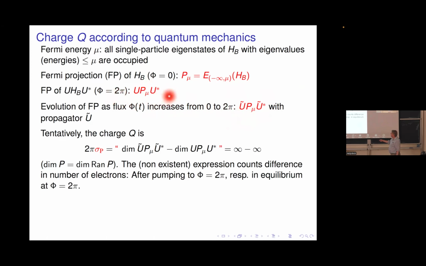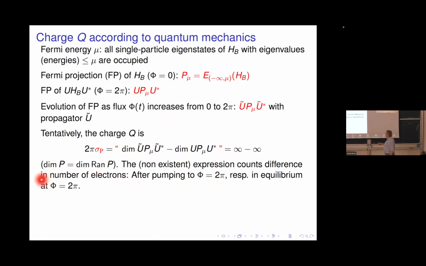But this offers the possibility of coming up with a definition, and the tentative charge is how much charge there is in our final state after pumping up the flux by 2 pi, as compared to how much charge there is in equilibrium if that flux had always been there. So this formula is somewhat cryptic. It comes in quotation marks.